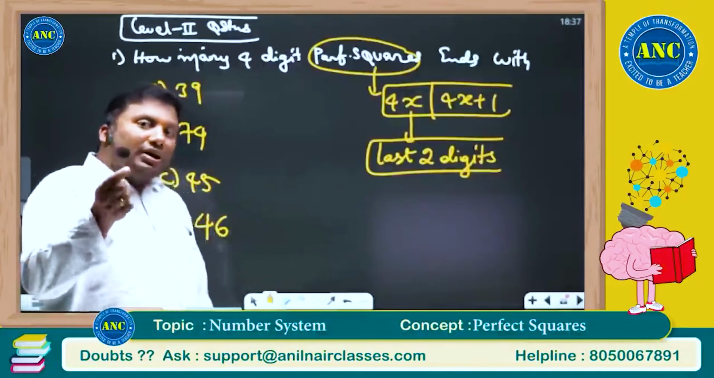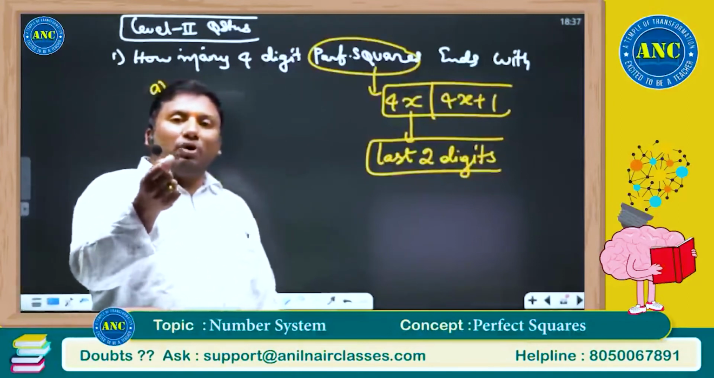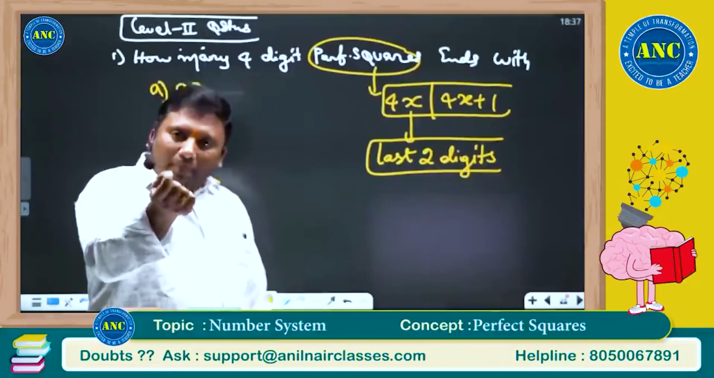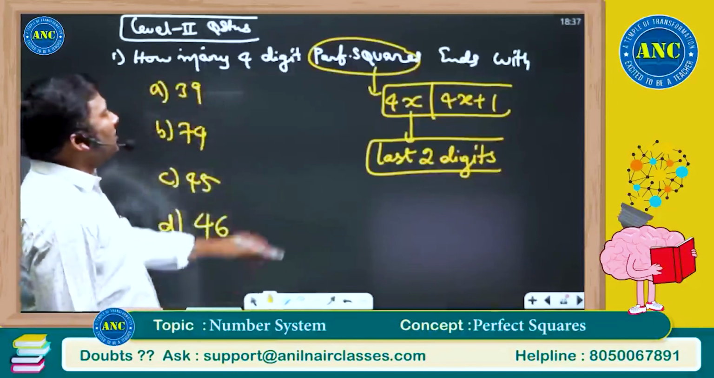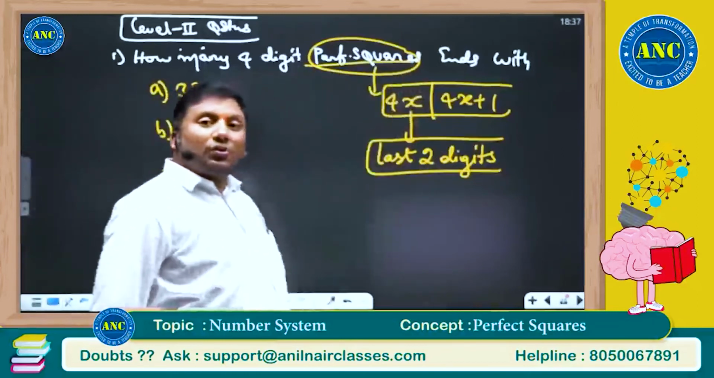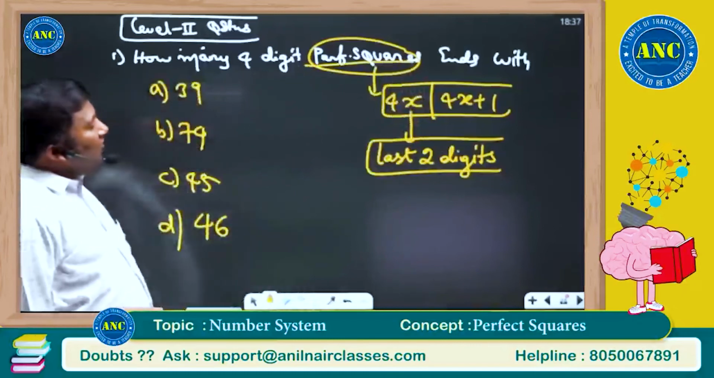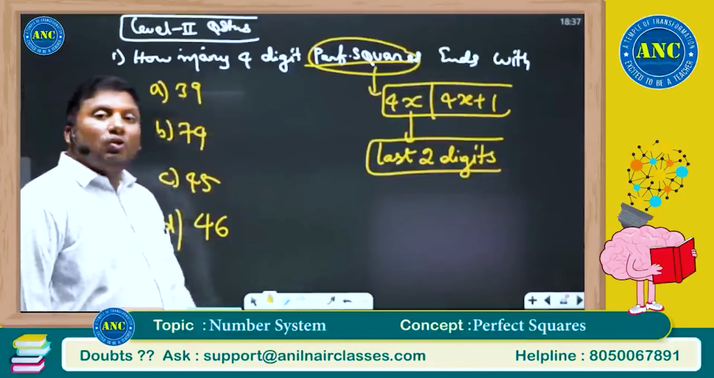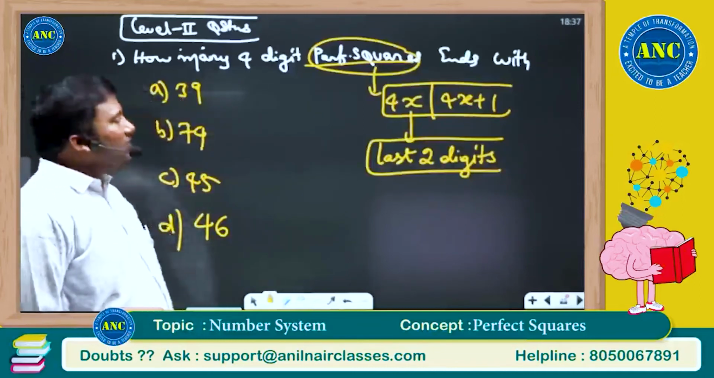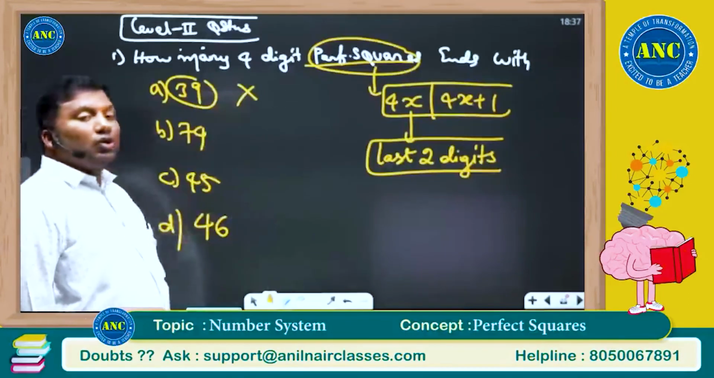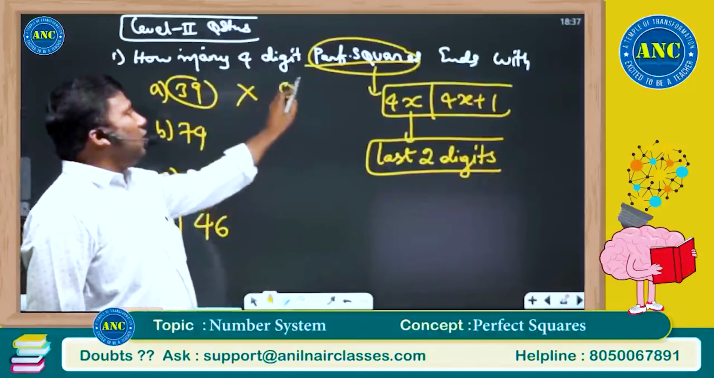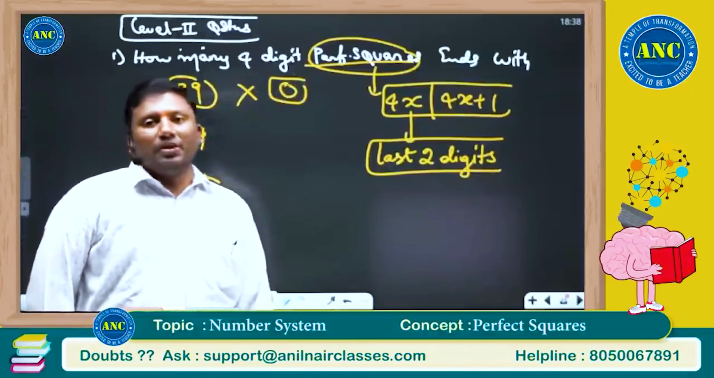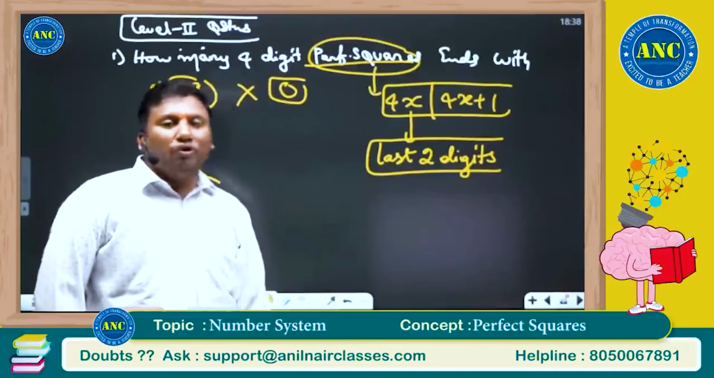Each and every important key point which I am mentioning on the board is of extreme value. Very difficult questions you can simplify if you are good in these concepts, because the keyword in this question is perfect square. A perfect square will always be of the form 4x or 4x plus 1. 39 is 4 into 9 plus 3. There exists no 4-digit number which will end with 39, because a perfect square should be of the form 4 into something or 4 into something plus 1.